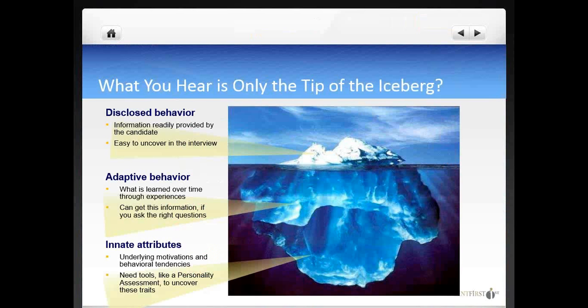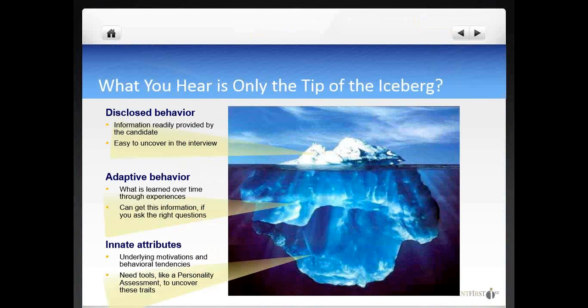The second level corresponds to what people learn over time through life and professional experience. The ability to motivate a team, to create a compelling presentation, or to prepare a marketing strategy are examples of sets of behaviors that can be learned with life and professional experience. These traits can be uncovered with a series of specific questions, as we will see later in this webinar.